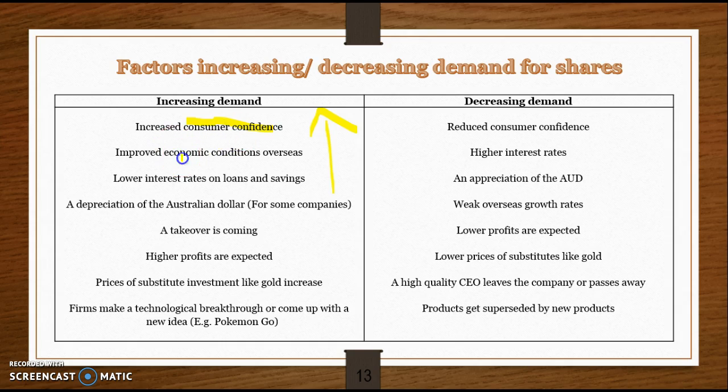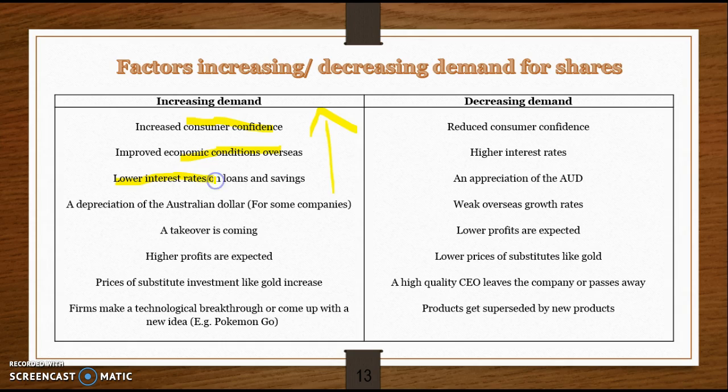When there's increased overseas growth, what that does is it helps our Australian companies make money because people overseas are more likely to buy Australian products. So for example, if China's growing faster, there might be more people coming here on holidays or getting education in Australia. Chinese companies might buy more of Australia's minerals like our iron ore and our coal for infrastructure. So overseas growth being strong is really good for the Australian share market.